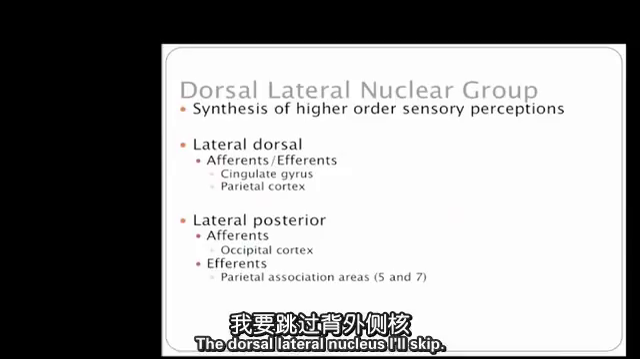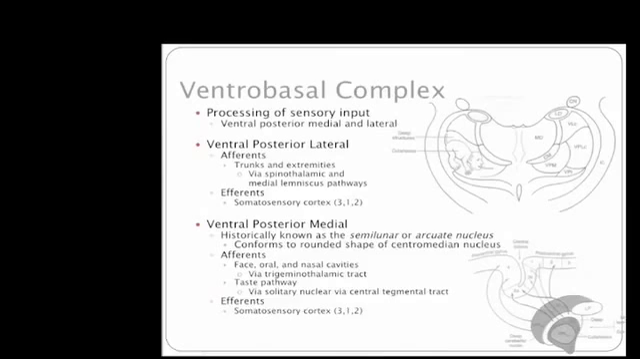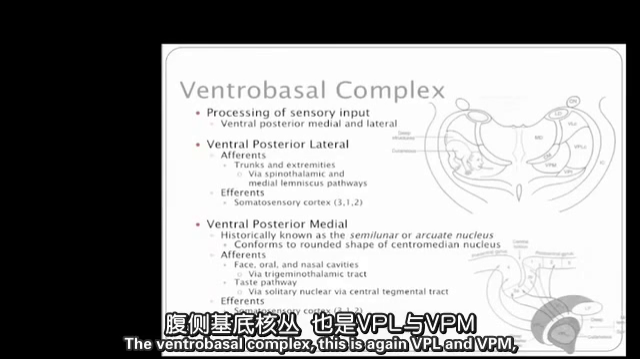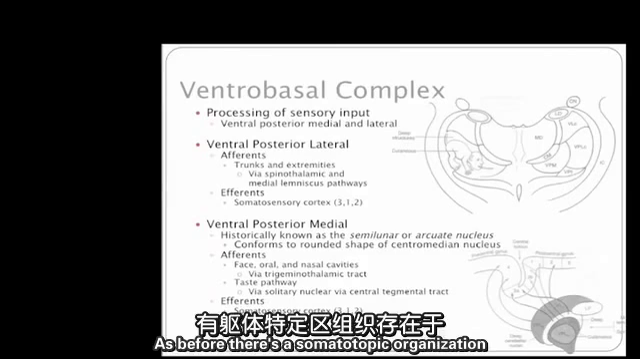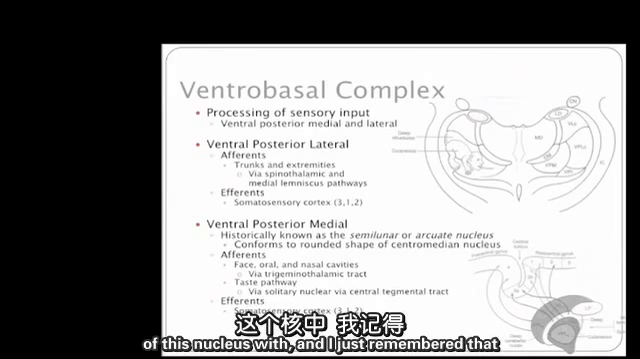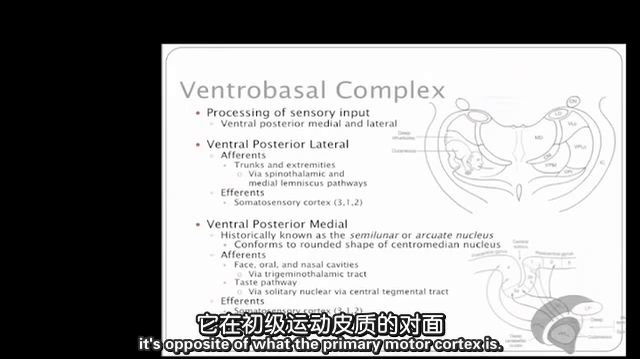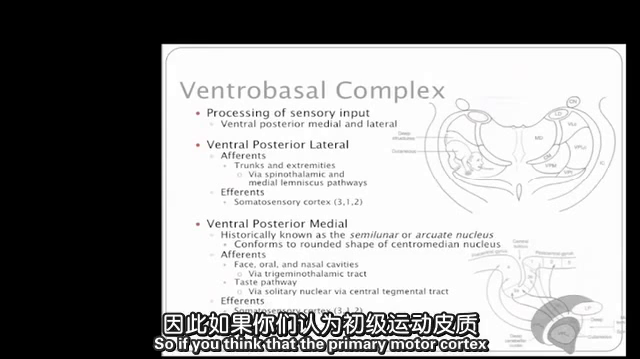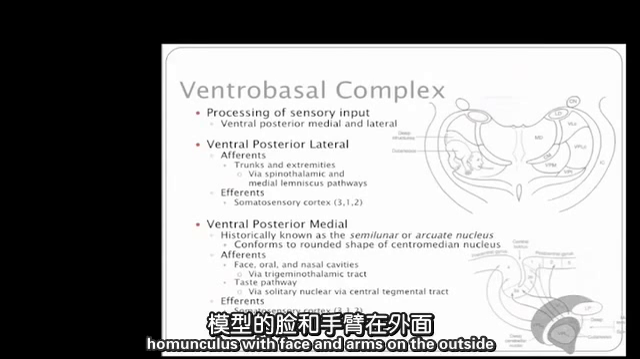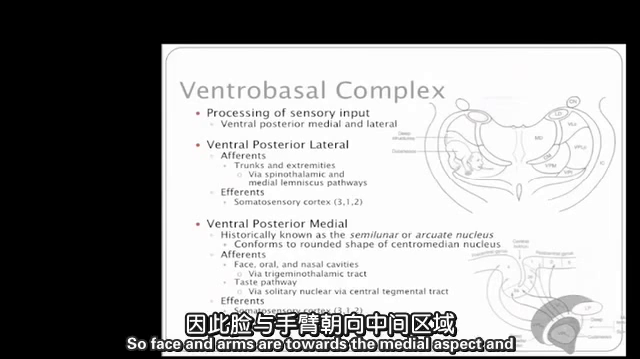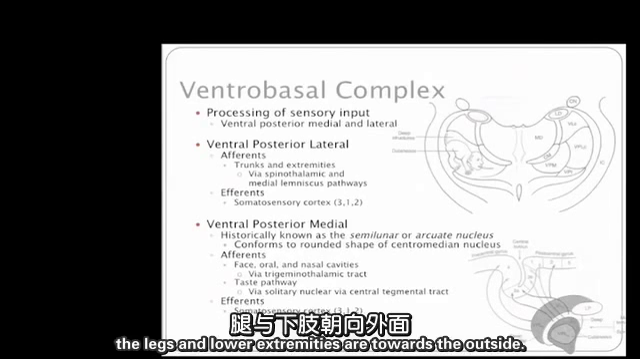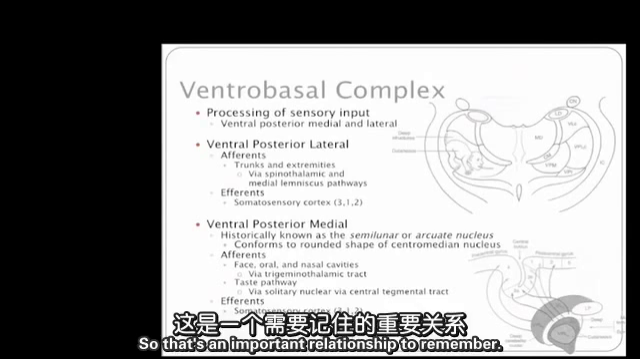The dorsolateral nucleus, I'll skip. The ventrobasal complex. So this is again VPL and VPM, our primary sensory relay nuclei. As before, there's a somatotopic organization of this nucleus, and just remember that it's opposite of what the primary motor cortex is. So if you think of the primary motor cortex homunculus with face and arms on the outside and legs on the inside, thalamus is reversed. So face and arms are towards the medial aspect, and the legs and lower extremities are towards the outside.